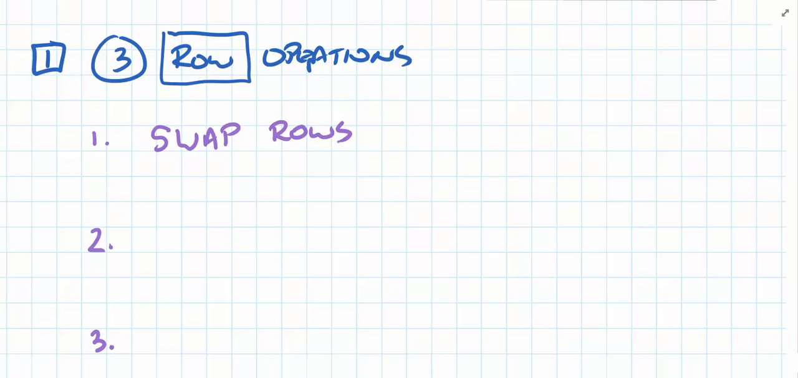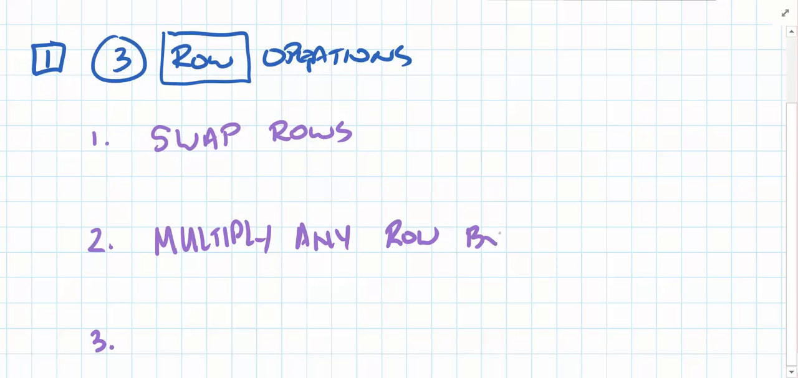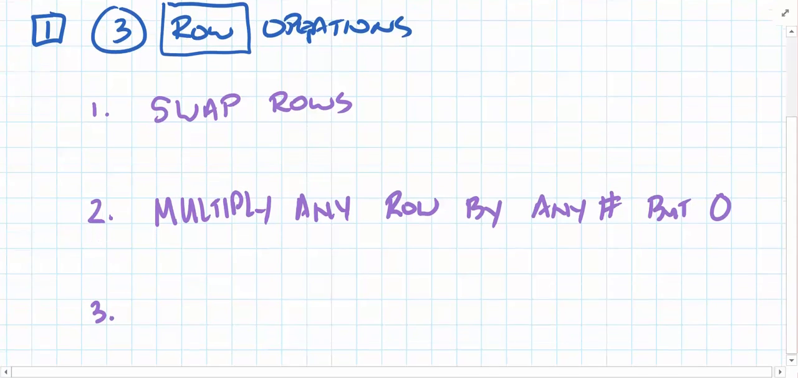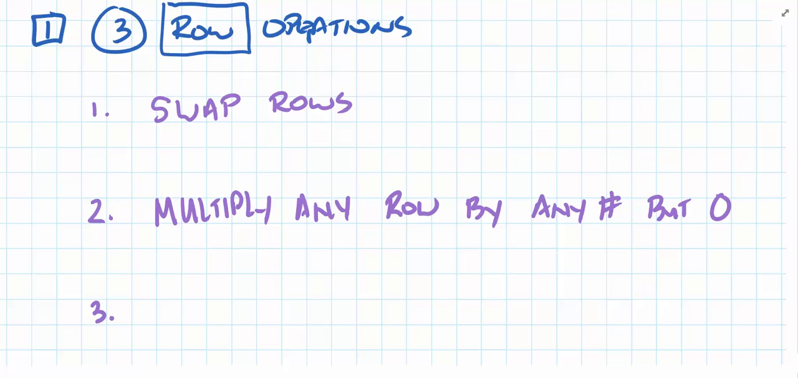The second rule of row operations for matrices is that we are allowed to multiply any row by any number except, what do you guys think? 0. Yeah, we don't get that rule. We're not allowed to be like, it'd be great if this was a 0 here, so I'm just gonna multiply the whole thing by 0 and be done. No, unfortunately, we don't get that rule. But we can multiply any row by any number as long as it's not 0. Okay? So rule number 1, we can swap rows. Rule number 2, we can multiply any row by any number but not 0.